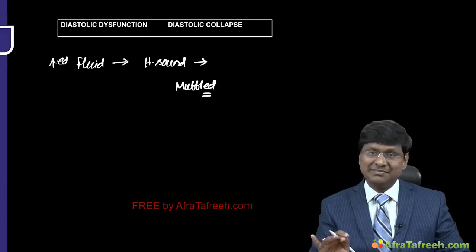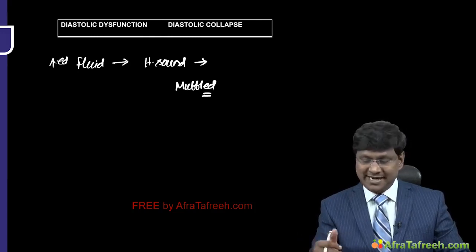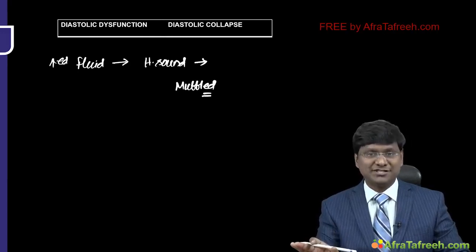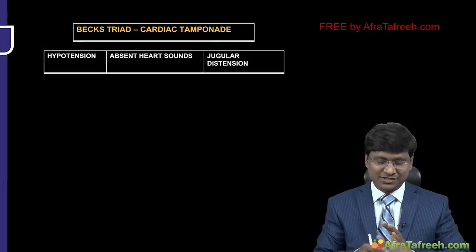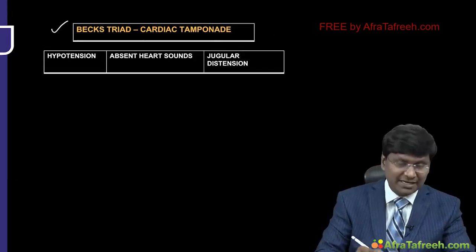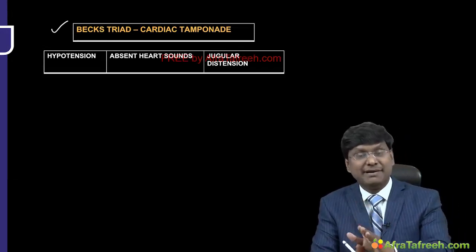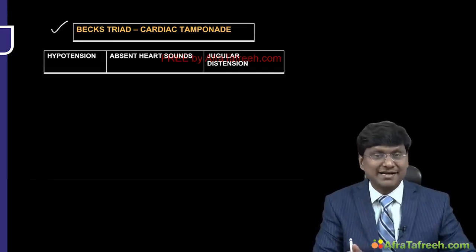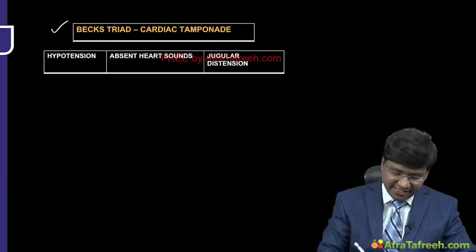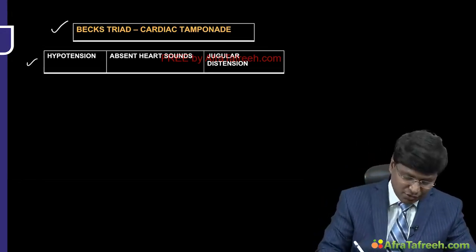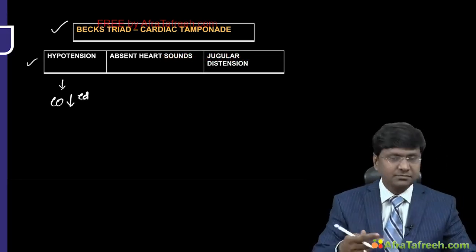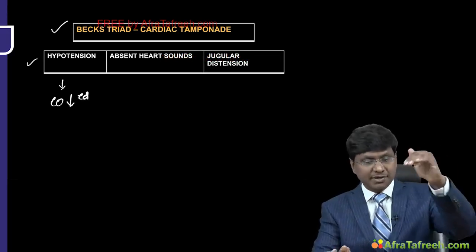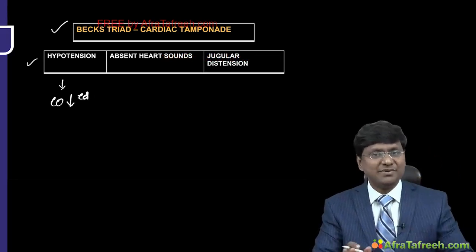Jugular vein is distended but Kussmaul sign is absent, and there is also hypotension, right? So that is what you have to understand in the pathophysiology. So that makes us tell about a triad called Beck's triad in patients with cardiac tamponade. So what is this Beck's triad? Number one, the hypotension. Why is this hypotension? Because the cardiac output is reduced. Why is cardiac output reduced? Because your LV end diastolic volume is reduced.